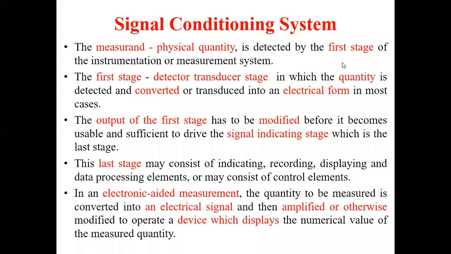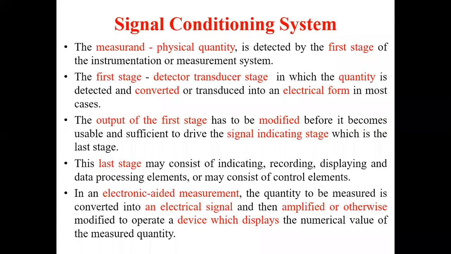A signal condition system is one in which the signals coming from the transducer, which are equivalent to the physical quantity measured by the transducer, have to be controlled, modified, or otherwise processed as per the requirement in the last stage. That is what is referred to as the signal condition system.